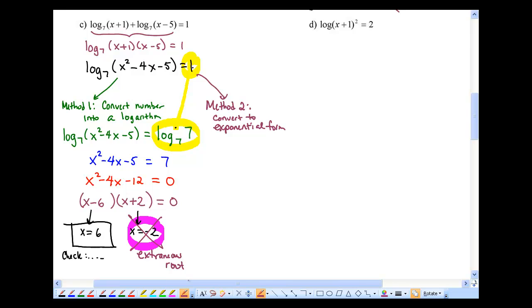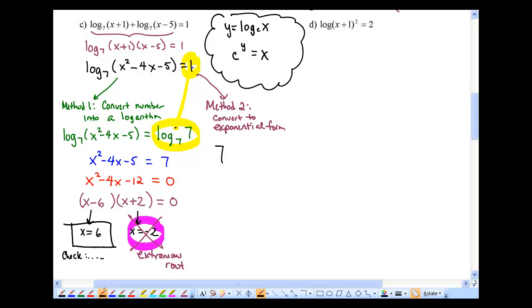From what you learned in section 8.1, we have this, right? Remember this? I'll write this down for you. y equals log base c of x became c to the power of y equals x. So that's what I'm saying here. Convert to exponential form using this. Then the base would be 7. The exponent would be 1. And this equals x squared minus 4x minus 5.